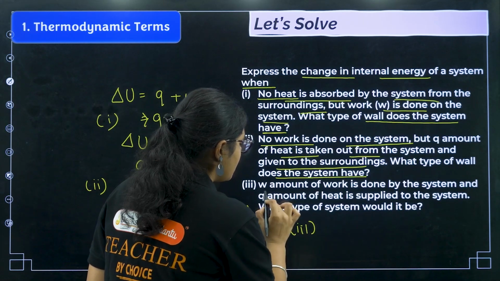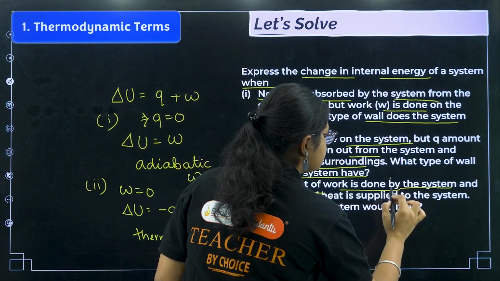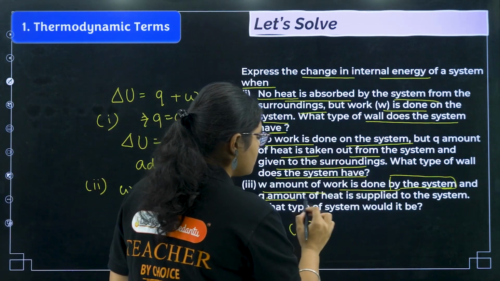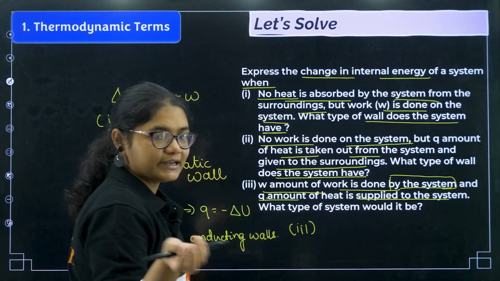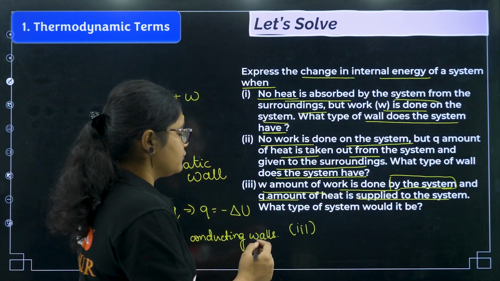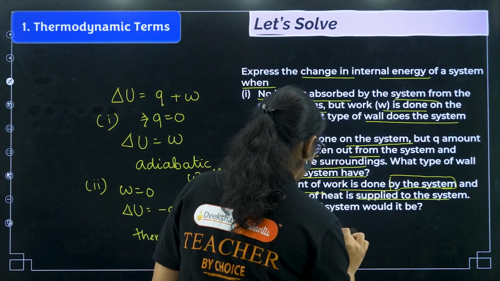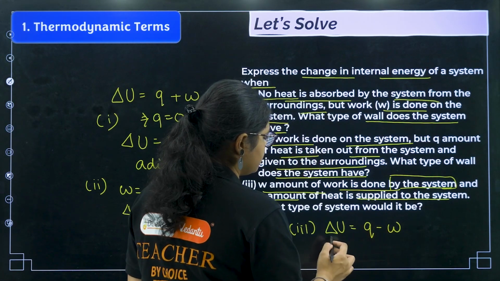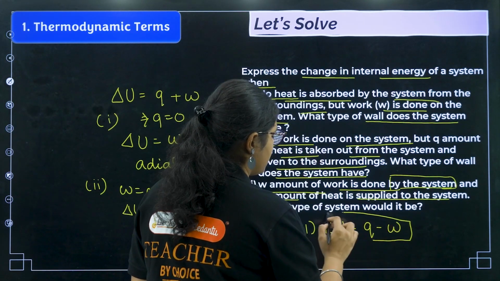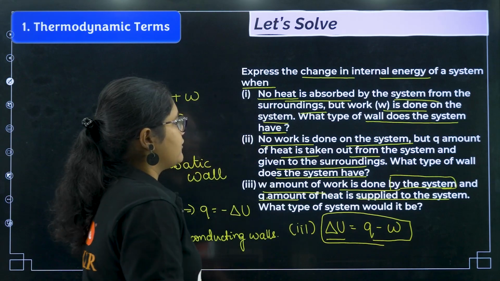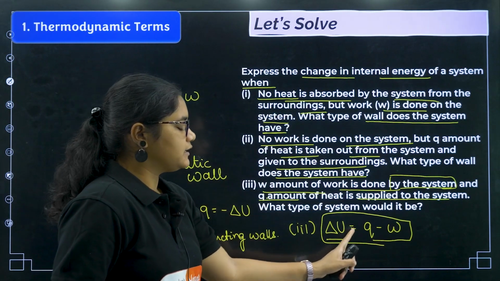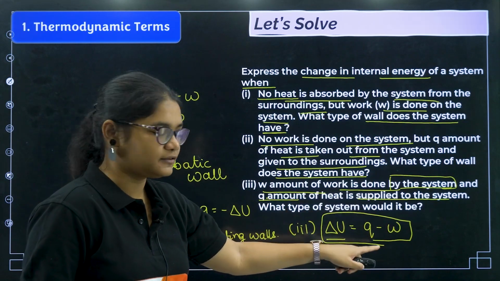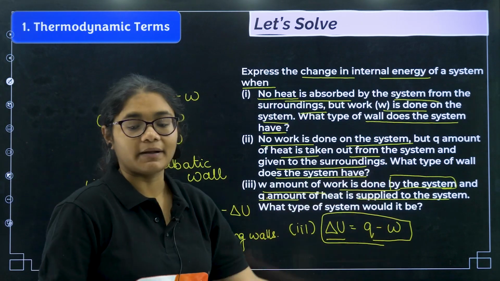Okay, W amount of work is done by the system. Work by the system means W is negative, and Q amount of heat is supplied to the system. Heat supplied means positive, right? What type of system would it be? So delta U is equal to Q minus W, right? You have to express the change in internal energy. Delta U is equal to Q minus W. Because Q you are providing, so plus Q, and work is done by the system, so minus W.